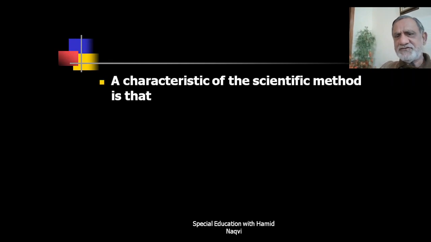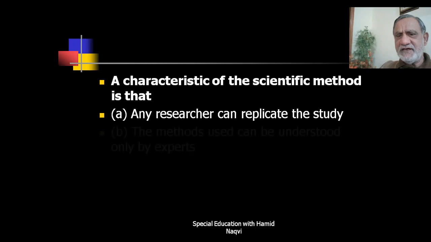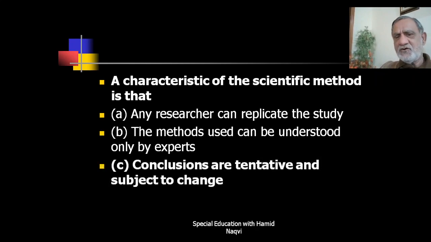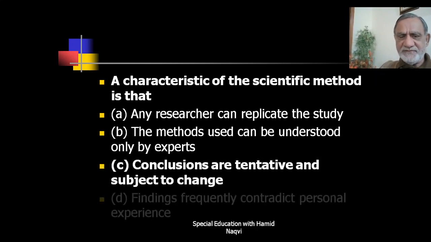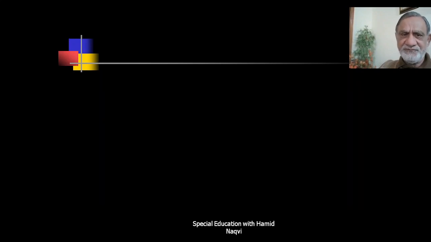A characteristic of scientific method is that any researcher can replicate the study. The methods used can be understood only by experts. Conclusions are tentative and subject to change. Findings frequently contradict personal experience. The correct answer is conclusions are tentative and subject to change.